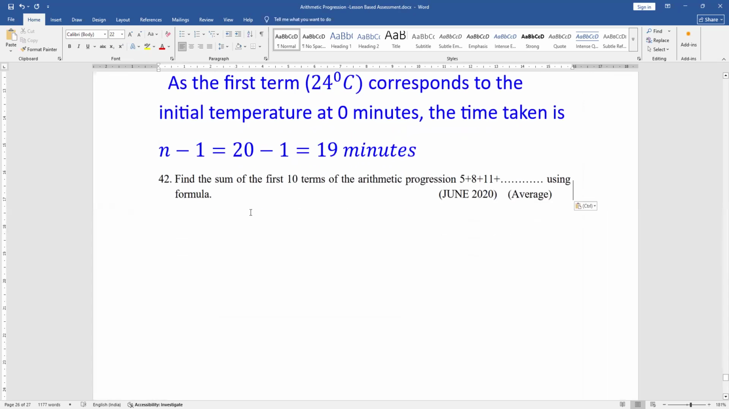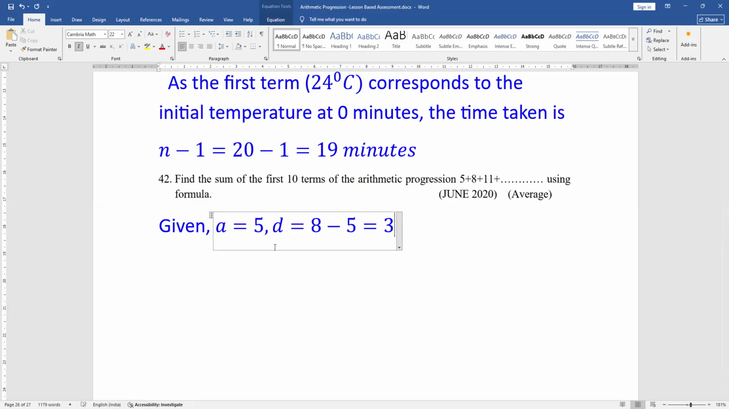Find the sum of first 10 terms of the arithmetic progression 5 plus 8 plus 11, and so on, using the formula. This question was asked in June 2020. So let us write down what is given. Given A, the first term, equals 5. And what is D? D equals 8 minus 5, which will be equal to 3.